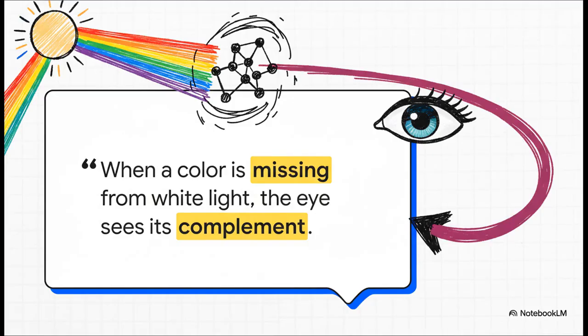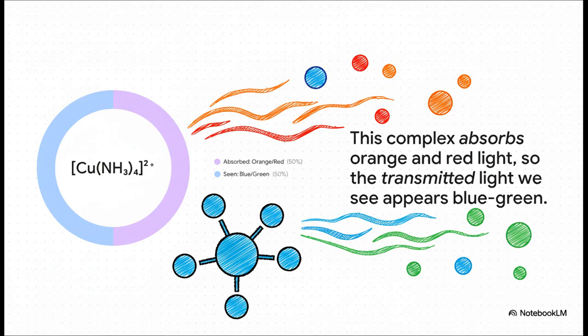So get this, white light from the sun has all the colors of the rainbow in it. When that light hits our compound, the compound basically eats the one specific color of light that matches its energy gap. So what do our eyes see? We see all the other colors that were not eaten, the light that's left over. We see the complementary color. Take this copper complex, for example. It looks bright blue to us.